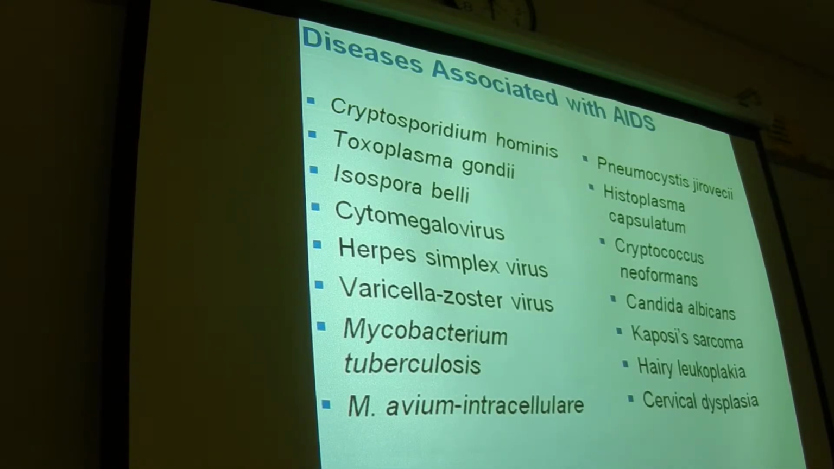So typically, it's not HIV itself that kills a person. It's the fact that their immune system is so weak that they get these other diseases that can typically be easily fought off by the immune system. But because there is no immune system, these diseases start to kill people that are infected.